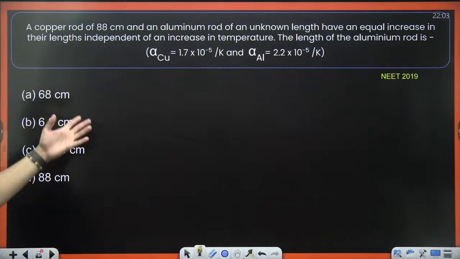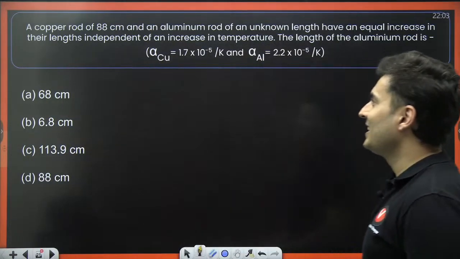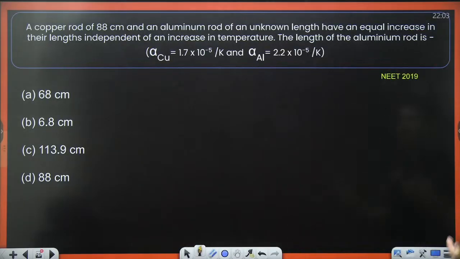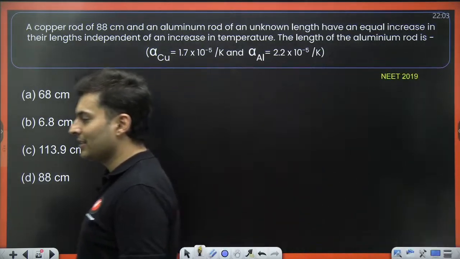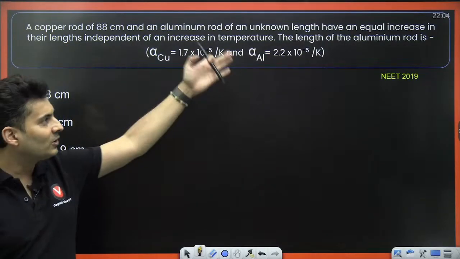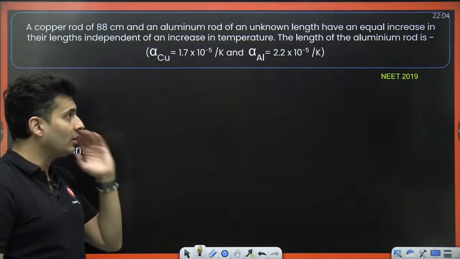That's one thing. Now look at this question. This was asked in NEET 2019. What does it say? A copper rod is given, and an aluminum rod of unknown length is given. They have equal increases in length, independent of the increase of temperature. The question is, find the length of the aluminum rod.